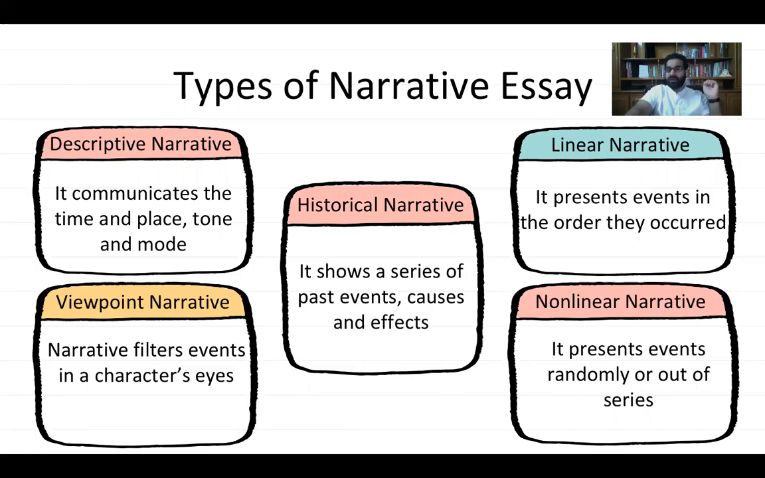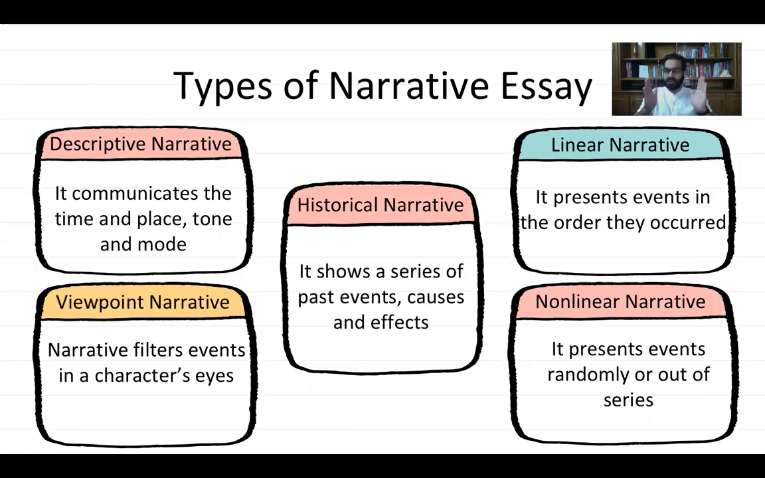And the viewpoint narrative, narrative filters events in a character's eyes. For example, someone is looking into a narrative. You see, if there is one event going on and there are many people looking into that event, every person will have its own agenda and kind of its own say about that. There can be one basic plot which can be same, otherwise they will tell it differently, because the way they have seen that, they will go accordingly. So that is viewpoint narrative.